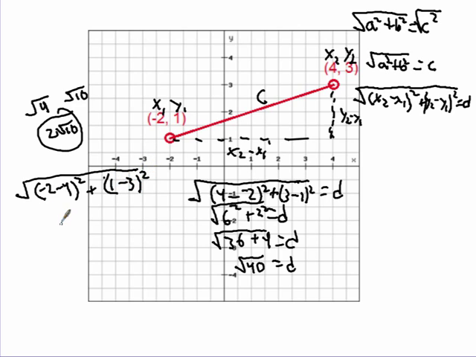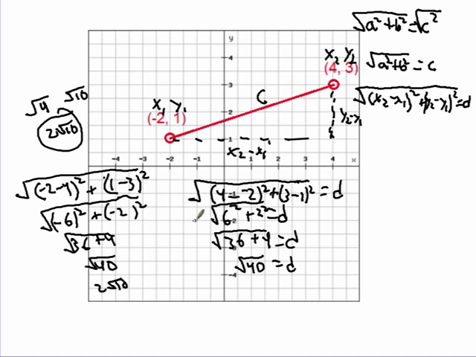Then I'd get negative 6 squared plus negative 2 squared. But negative 6 squared is the same thing as 6 squared, that's 36. And negative 2 squared is the same thing as 2 squared, that's 4. So I still end up with square root of 40, or 2 square root of 10. So that's all we have to do, is plug our numbers into this distance formula, which comes from the Pythagorean theorem. So let's do some examples and see how it works.